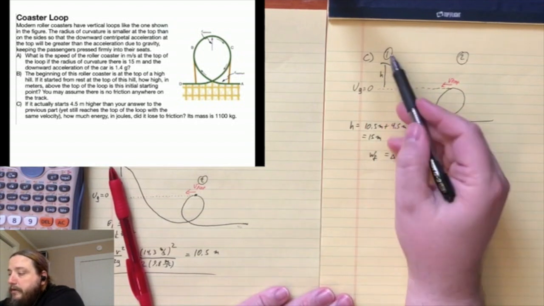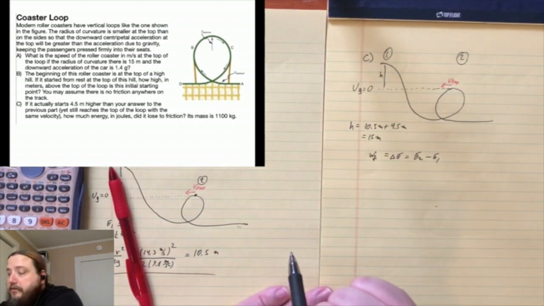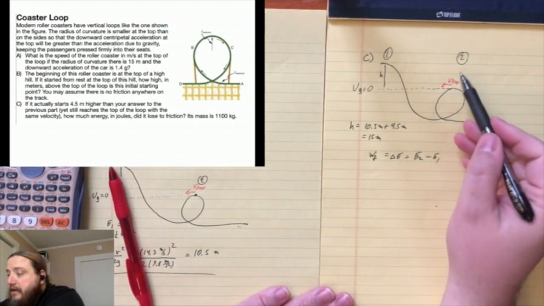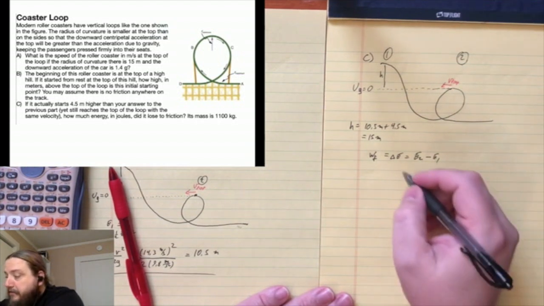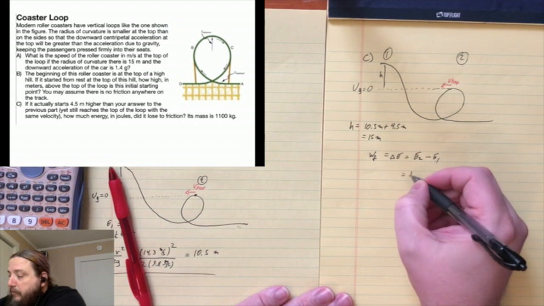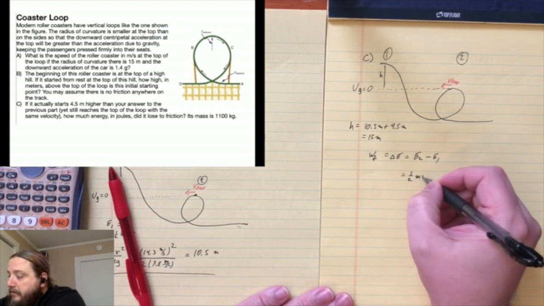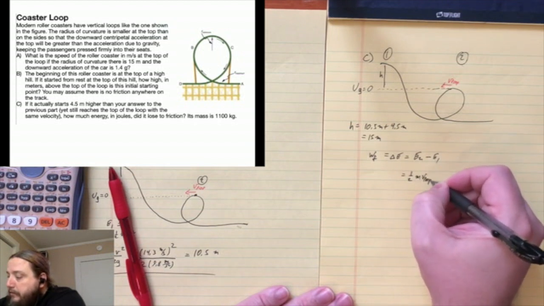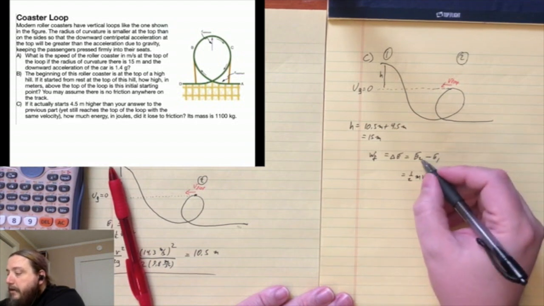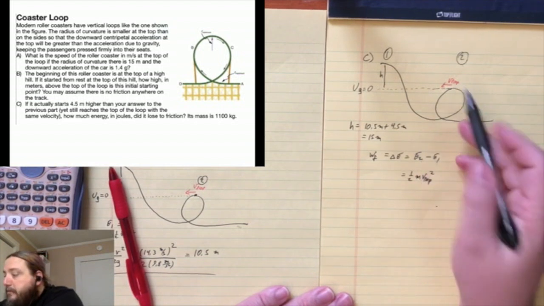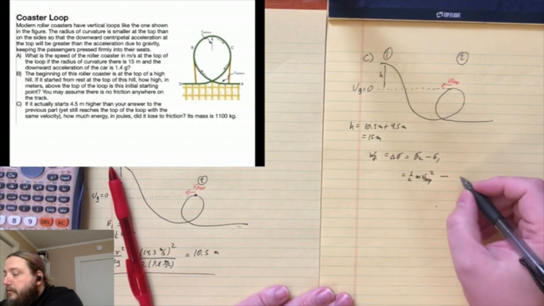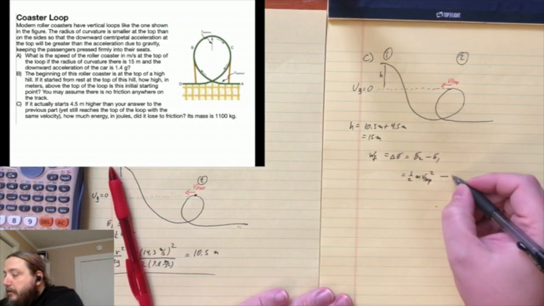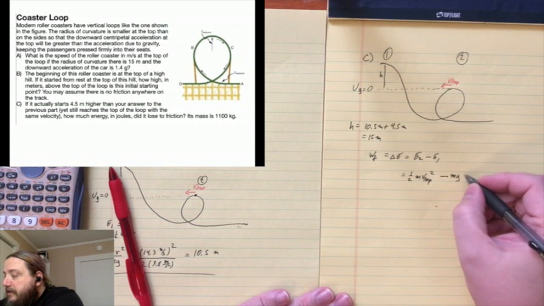Again, at moment 1, the only form of energy we have is gravitational potential energy, and the only form of energy we have at moment 2 is kinetic energy. So that's 1/2 m v loop squared for the kinetic energy at moment 2, minus the gravitational potential energy at moment 1, which was our mgh.